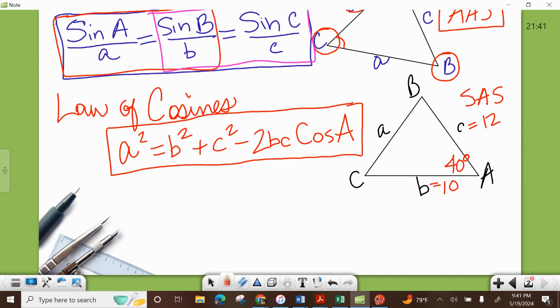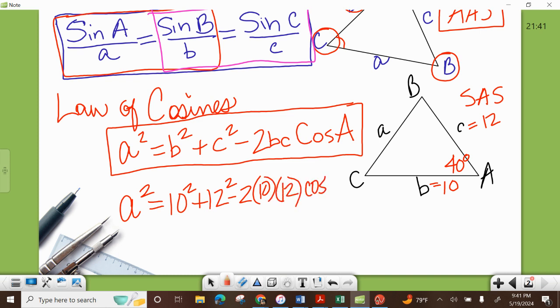So let's say we're looking for A. Well, I don't know A. So A squared is going to equal B squared, which is 10, plus C squared, which is 12 squared, minus 2 times B, which is 10, times C, which is 12, times cosine of A, which is 40 degrees. And you can see now, all I'm going to do is one step. I'm going to plug this into the calculator, and it's going to give me a value.